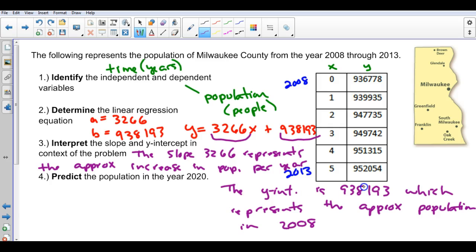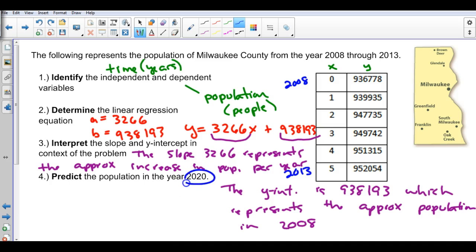So what that means is, even though my actual population is 936,000, when we use this equation, we're making an assumption that the y-intercept of our trend line is 938,000. So it's an approximation. We know that the actual population was 936,000, but again, the slope and the y-intercept are just approximate values for what the number is increasing by every year and what the approximate starting population was. So I'm going to use this equation then to predict the population in the year 2020, and I'll just show you how to do this by hand.